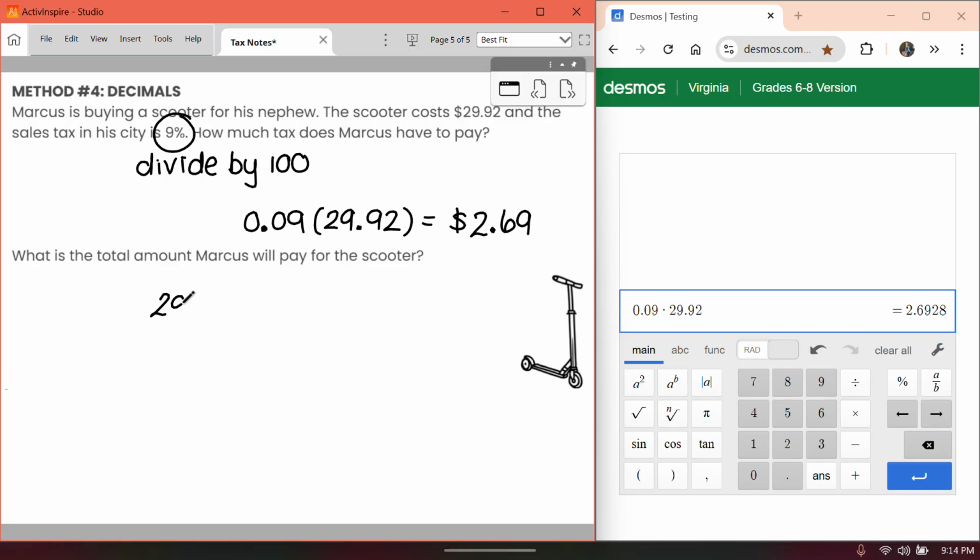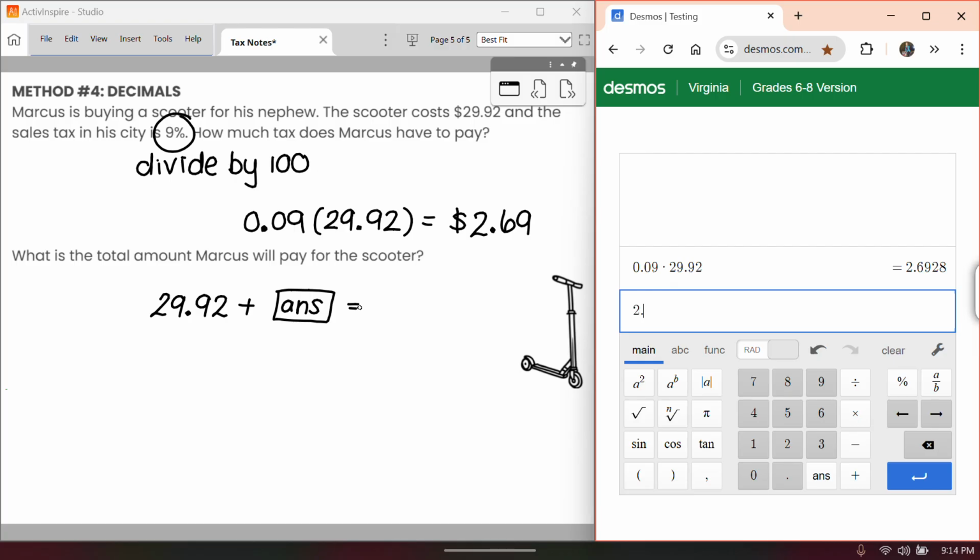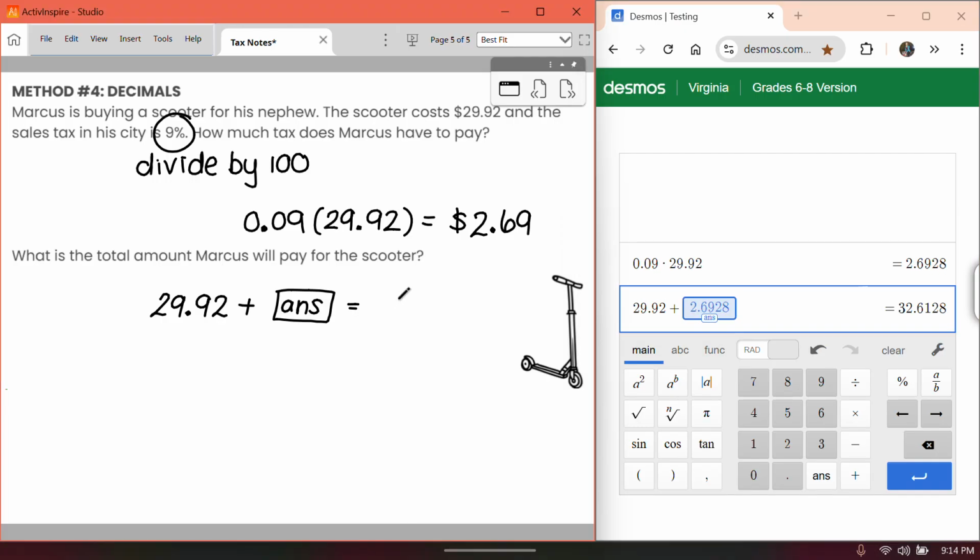Remember, we're going to put the original price into Desmos, and then we're going to push that ANS button so that we don't make any mistakes typing. As I literally make a mistake. There we go. So the total that Marcus will pay is $32.61.